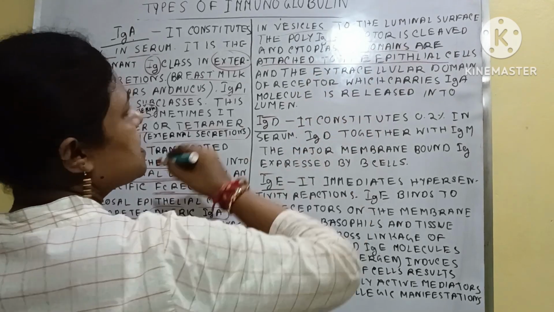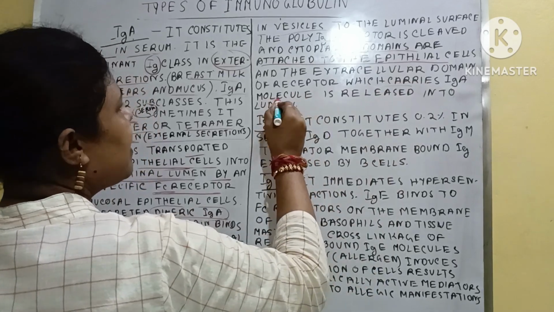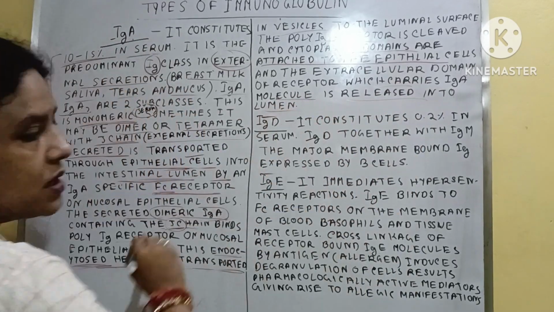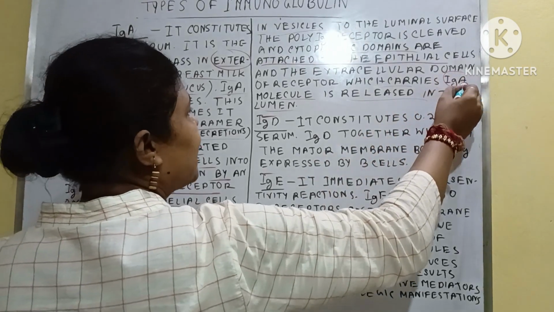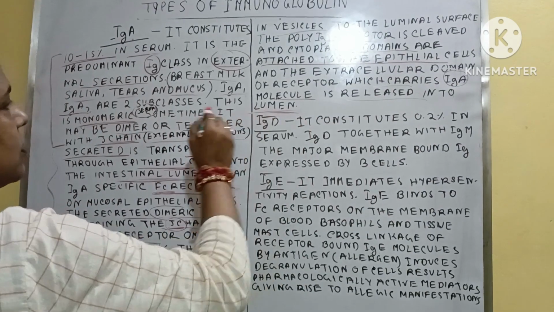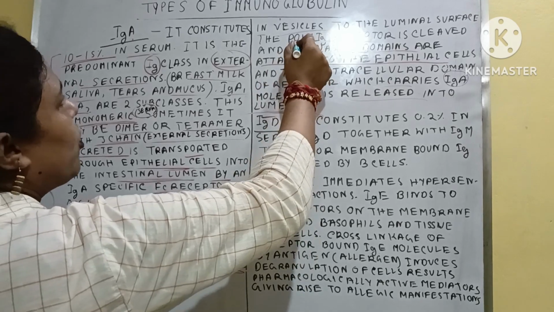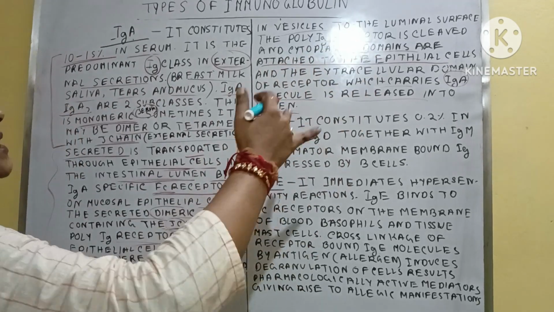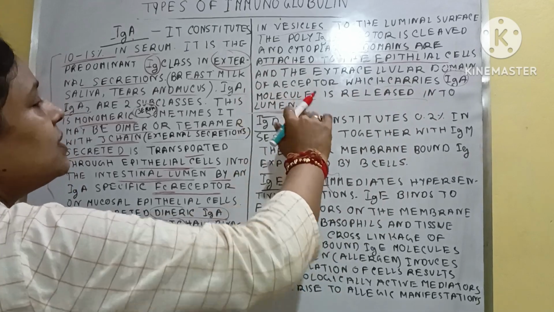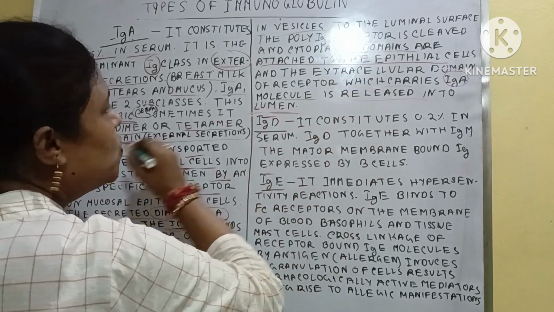Only the cytoplasmic domains remain there, and this domain, which carries the IgA molecule, is released into the lumen. So what is seen here? After transporting, the poly Ig receptor is totally cleaved, but the cytoplasmic domains are there, and the IgA molecules that are bound to the domains are just released into the lumen.